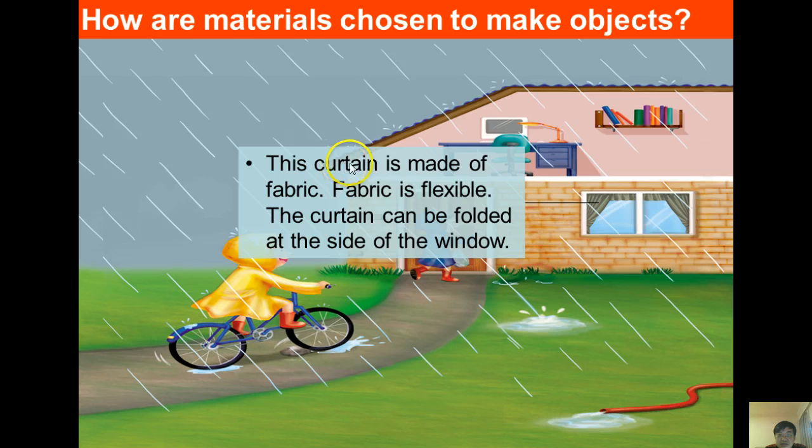So this curtain is made of fabric. You can see fabric, so it can be flexible. You can draw it and draw the window with curtain. Okay, open or close. Okay, the curtain can be folded at the side of the window, right?